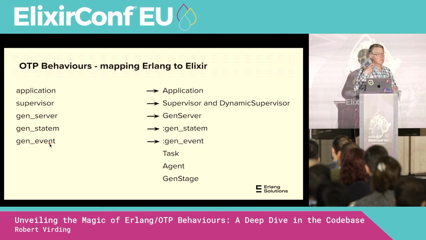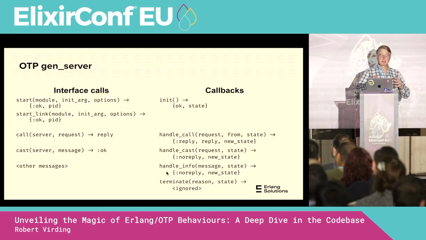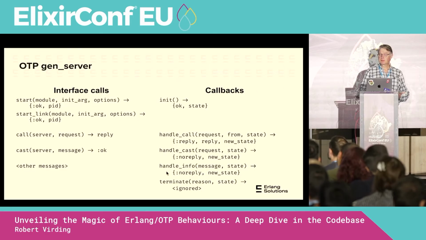There are also a number of extra behaviors that are part of the standard Elixir release. There's the Task, the Agent, and the GenStage. We will be looking a little bit at the Agent. So we'll be looking at the GenServer, because that's a very common one that's used for a lot of things. A lot of other behaviors are implemented on top of GenServers. We'll see an example of this in a second.